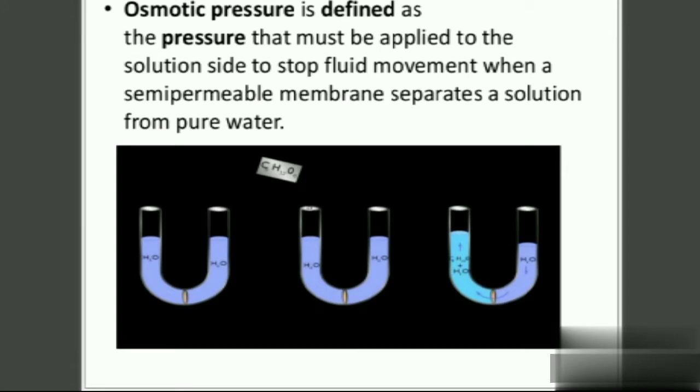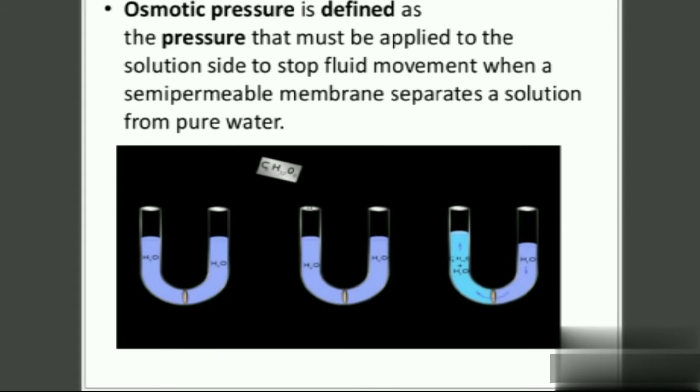In the second case we added solute. They took glucose as the solute and added it. Now what happened? One side is a solution. What is a solution? A solution is a mixture of solvent and solute. So one side is a solution, the other side is water. Now some pressure will develop in between. That pressure is called osmotic pressure.